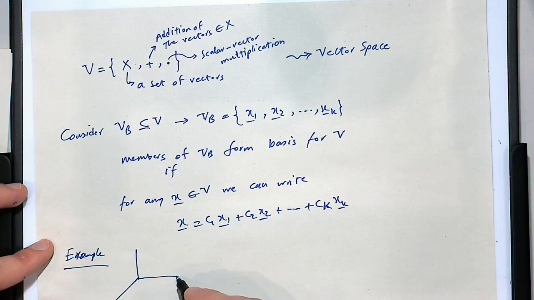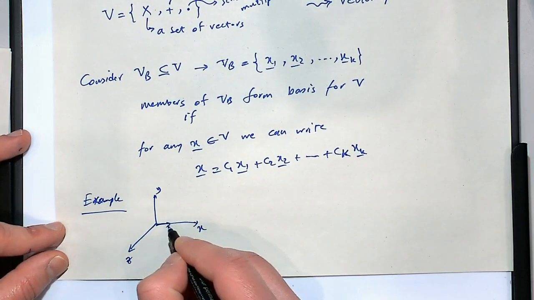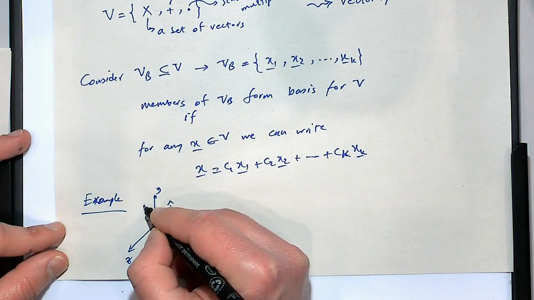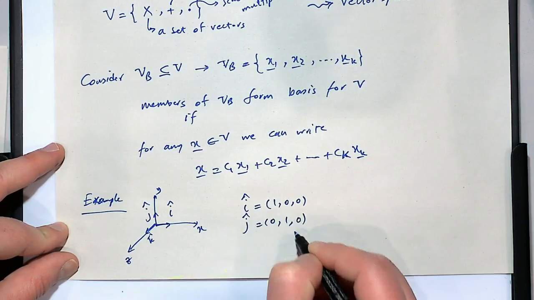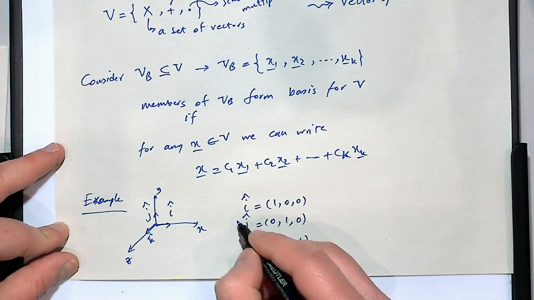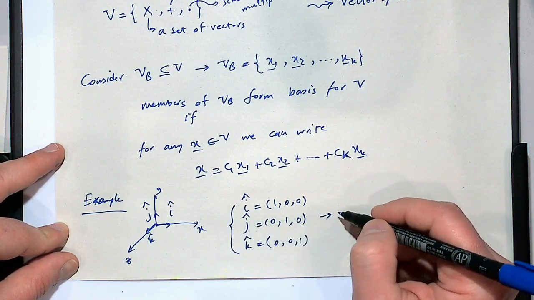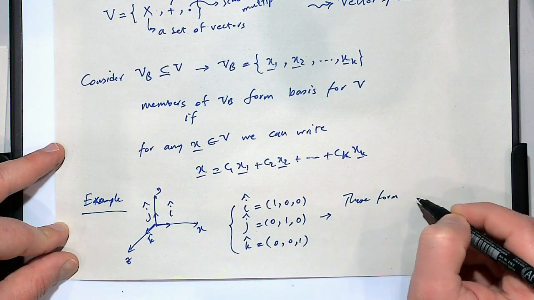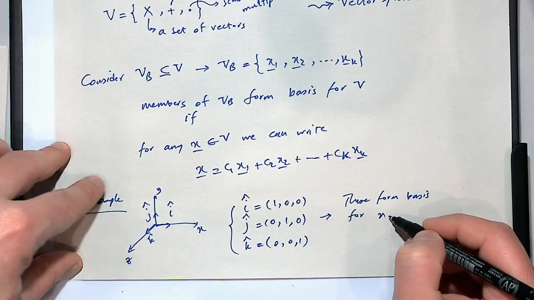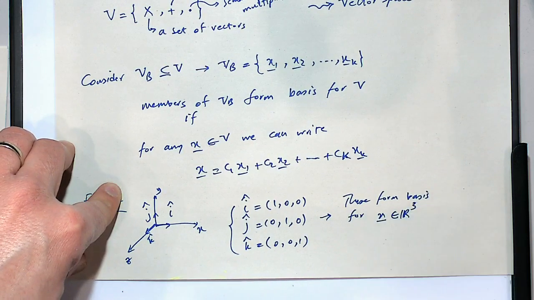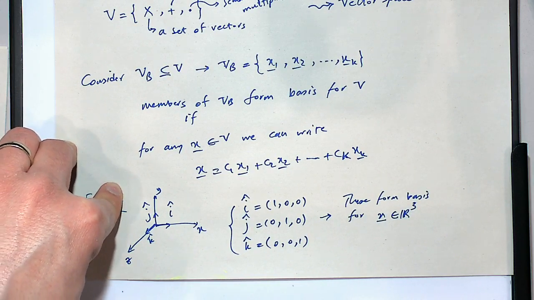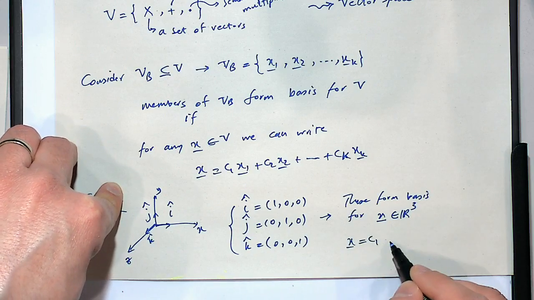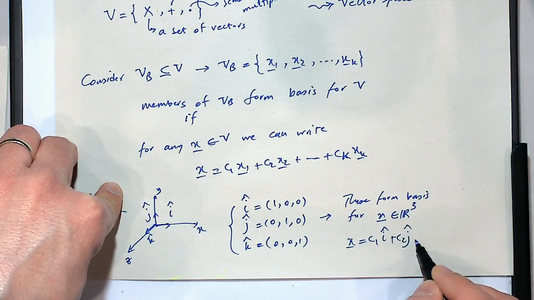To grasp the idea, it's enough to look at the three-dimensional space. So it's X, Y, Z, right? Then we have unit vector i in the X direction, j, and k. So this i is going to be 1, 0, 0. j is 0, 1, 0, and k is 0, 0, 1, right? So these form bases for any x that is coming from the 3-dimensional space. So any vector that we have in the 3D space can be written as a linear combination of i, j, and k. It's something that we know. So x can be written as c1 i plus c2 j plus c3 k.